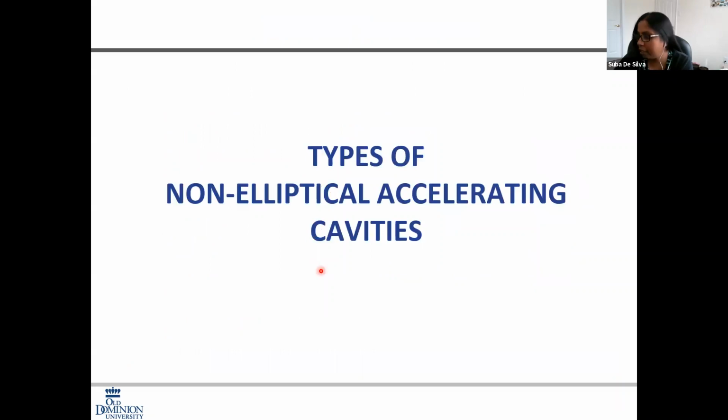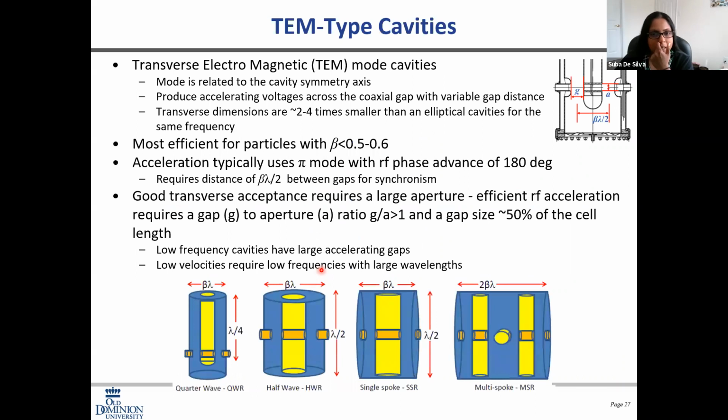So let's now look into types of accelerating cavities. I think I have to quickly move on. Here I'm talking primarily about TEM type cavities. As I said, we have quarter waves, half waves, and spoke cavities. Let's look into these one by one and see their RF properties.